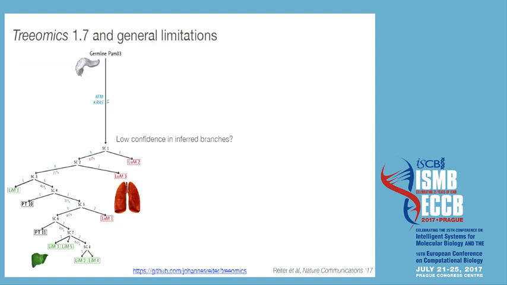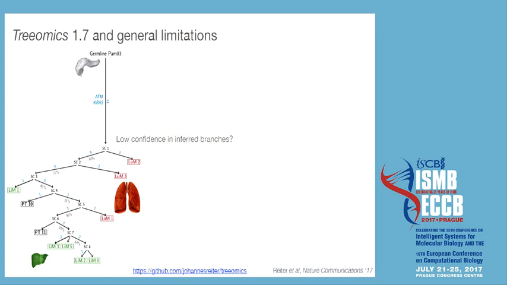So another important point that I also realized during the construction of our tool Treeomics is that even if you have a pretty robust tool, you can still have insufficient data. One of the trees that we presented in the publication looked like that. Here on the top you have the normal sample from the pancreas, and then you have 3 spatially distinct lung metastases and 5 spatially distinct liver metastases.